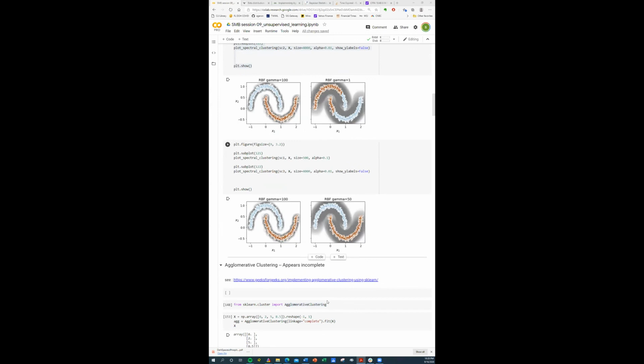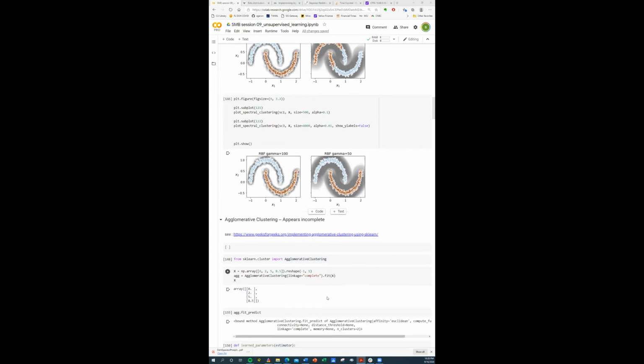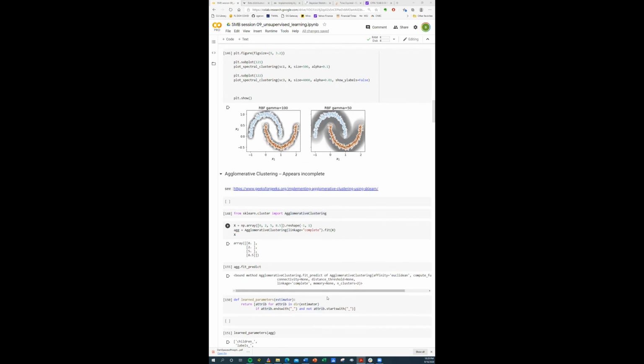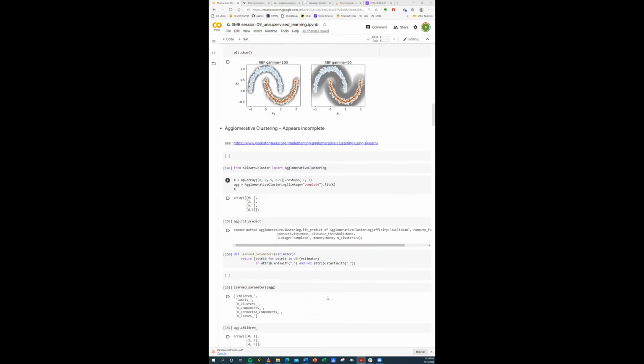I looked at this agglomerative clustering example, and this appears to be very incomplete to me. This doesn't really make sense to me, Joe. And I looked at it too. I didn't make any sense out of it either.